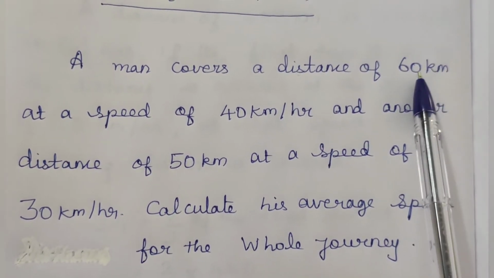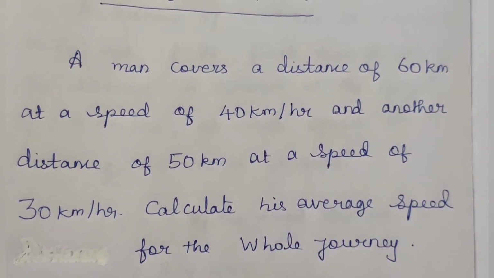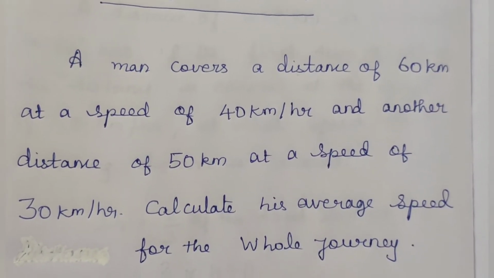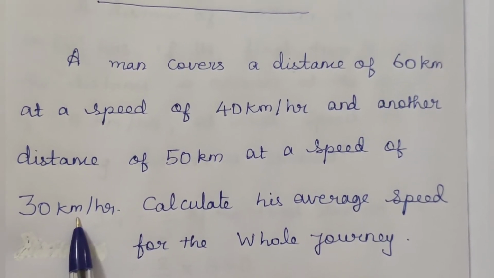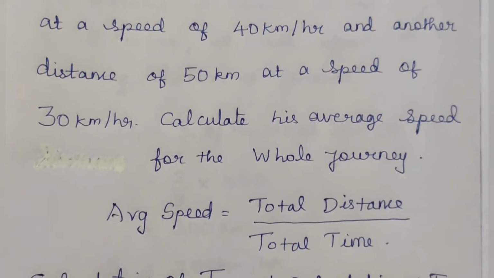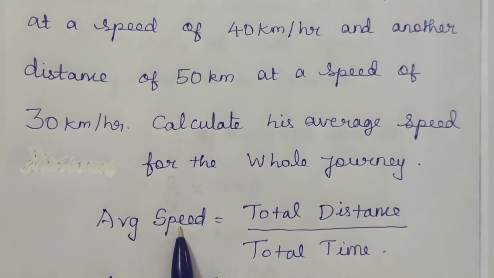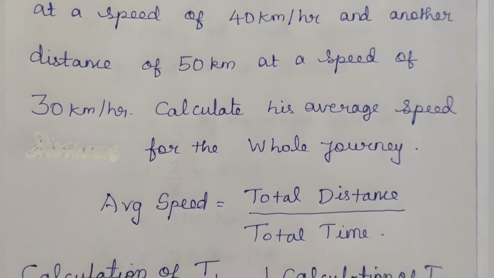A man covers first a distance of 60 km at a speed of 40 km per hour. Then again another distance of 50 km at a speed of 30 km per hour. We need to find out the average speed for the whole journey. Here we have a formula: average speed is equal to total distance divided by total time.